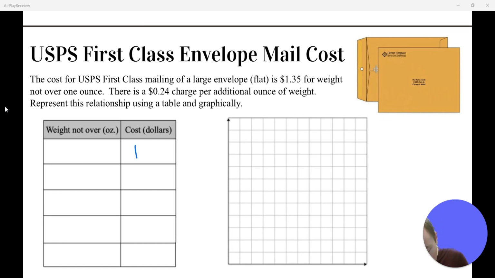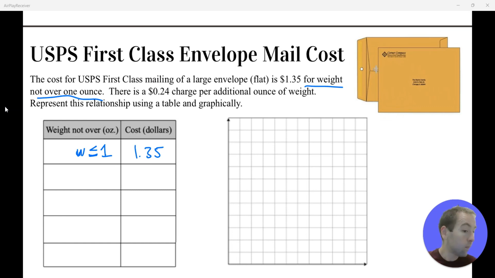So very simply to start, we know that $1.35 is the cost of mailing an envelope, but that's only if it does not weigh over 1 ounce, not over 1. So it could equal 1, or just be under. So let's let W be the weight in ounces, and then we could say that it could be equal to or less than 1 ounce of weight.